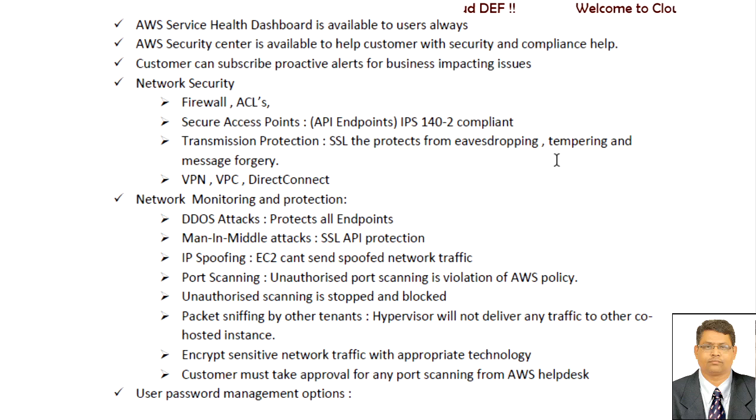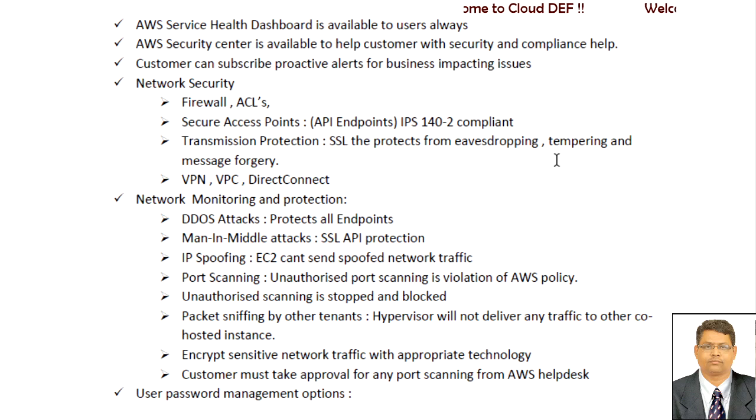Man-in-the-middle attacks, SSL API protection. IP spoofing, EC2 can't send spoofed network traffic. Port scanning, unauthorized port scanning is a violation of AWS policy. Unauthorized scanning is stopped and blocked. Packet sniffing by other tenants, the hypervisor will not deliver any traffic to other co-hosted instances. Encrypt sensitive network traffic with appropriate technology. Customers must take approval for any port scanning from the AWS Help Desk.